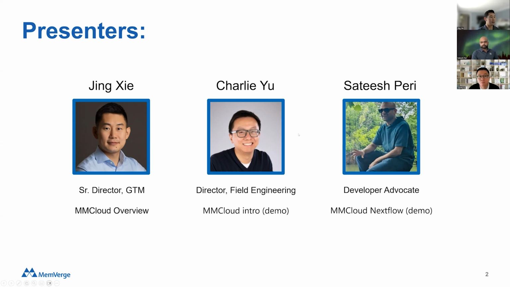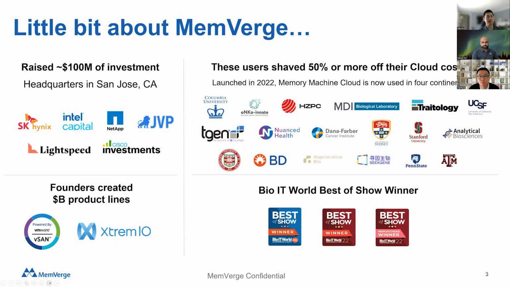Okay, so with that, I wanted to just start by giving a little bit of background about MemVerge. We are a software company based in San Jose. We were founded in 2017.